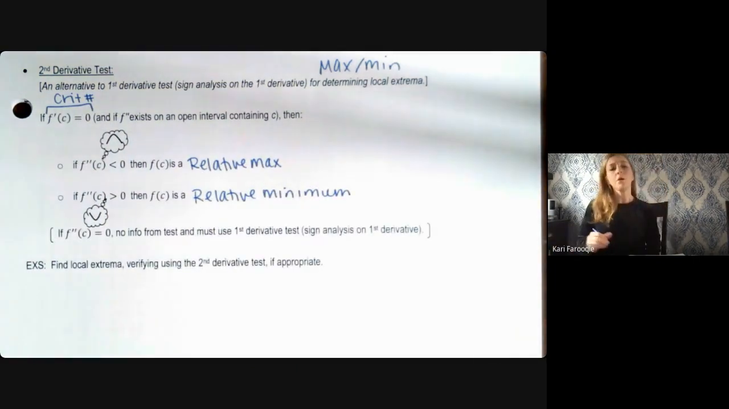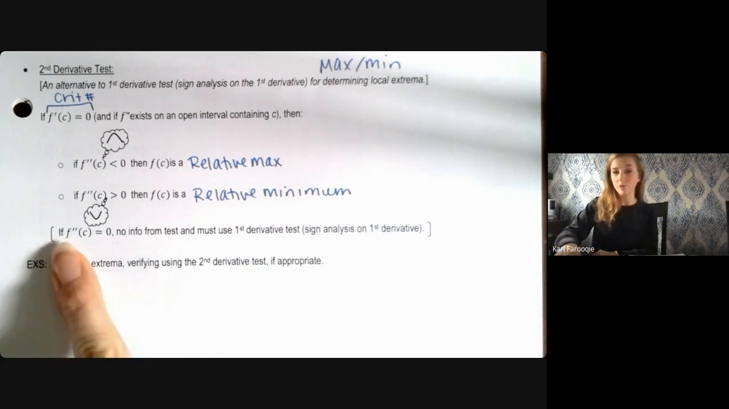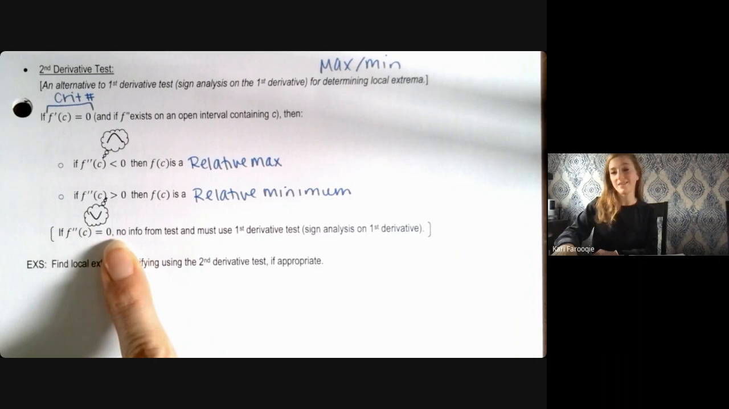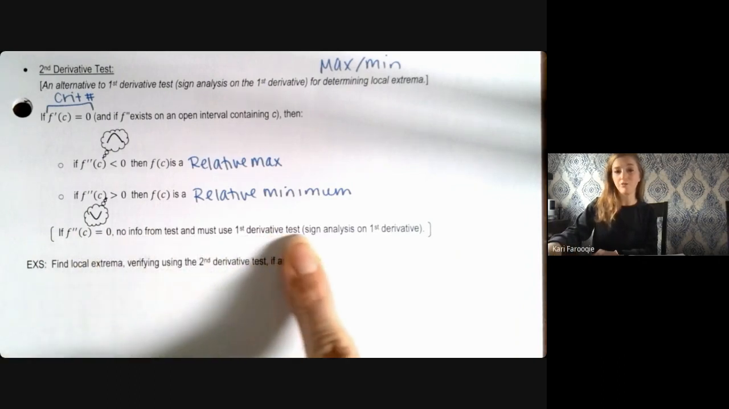Now, personally, I think the second derivative test is really only useful if you're looking at one particular value. Otherwise, I would always use the first derivative test. The reason is, if f double prime of c equals 0, then this test is not going to help you at all, and you have to go back to the first derivative test anyway.